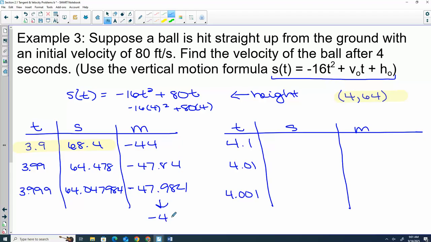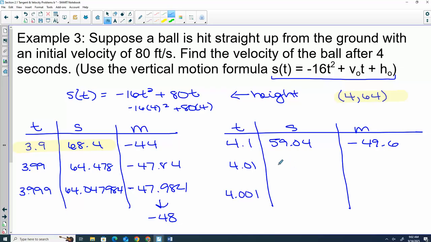Negative 48. All right, 4.1. Bryson, what'd you get for your height? 59.04. And your slope? I messed that up. Okay, so let's all do it. Y2, so 59.04 minus Y1, so minus 64. So you're doing this Y minus that Y over 4.1 minus 4. All right, what'd you guys get? Negative 49.3.